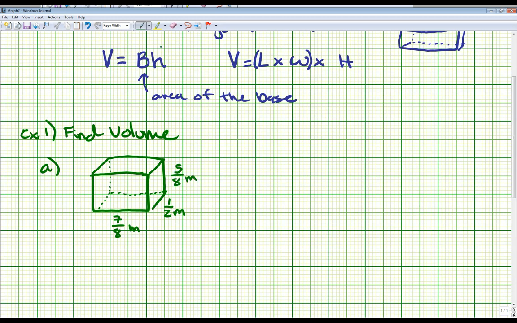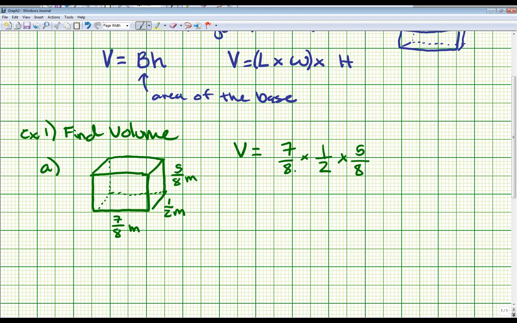So if I'm using our formula up here, I'm going to take length times width times height. So our volume is going to equal length, which is 7/8, times width, which is 1/2, times height, which is 5/8. If I multiply all those sides together, I'm going to get our volume. Now, something that's nice about multiplying fractions that we learned earlier on in a different chapter is that you just multiply the tops and multiply the bottoms.